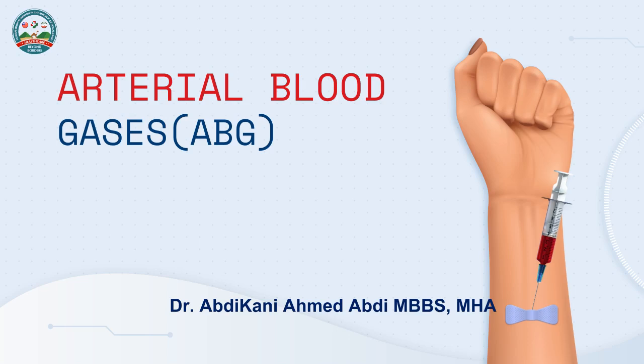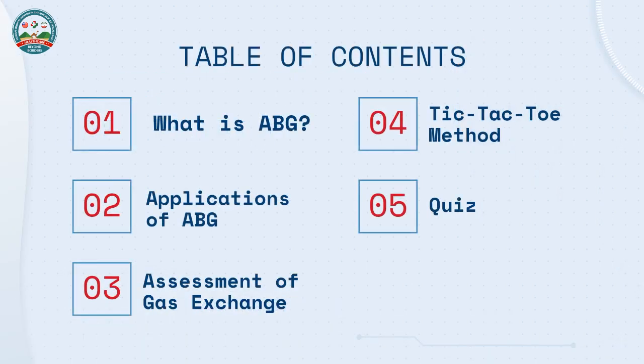Our topic is arterial blood gases, or ABG. ABG is an important tool in clinical practice, often used to understand the patient's respiratory and metabolic status. Let's start by looking at the basic concepts and applications of ABG. Today's class will be fun and practical.